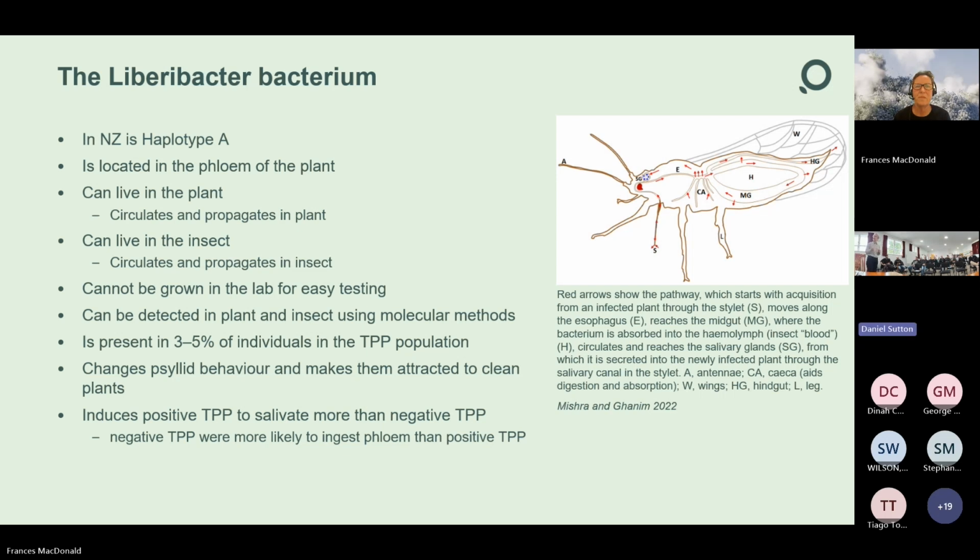What it also does is it makes the positive TPP, so the ones that have Liberibacter, drool a bit more when they feed, and that means that in the drool, basically, when they're feeding, they put all the Liberibacter in the plant when they do that. So that's something that the bacterium does to the insect. Next slide, please.